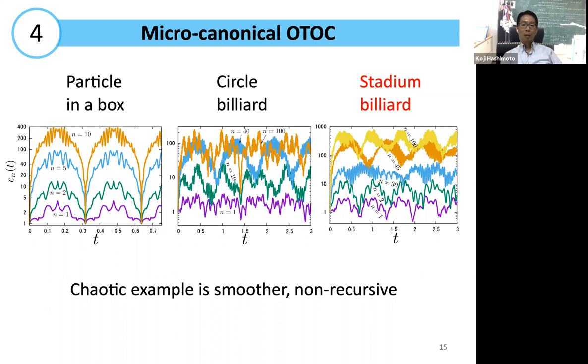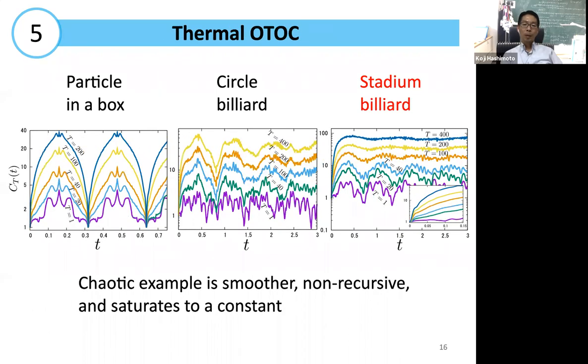So even at this point, we see some subtlety in distinguishing chaotic from non-chaotic examples. And we are going to the jungles.